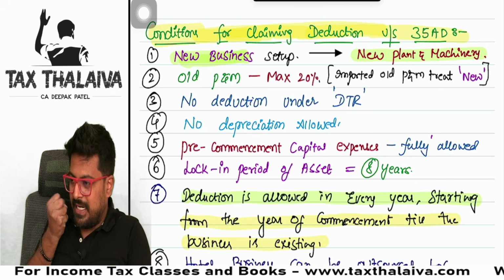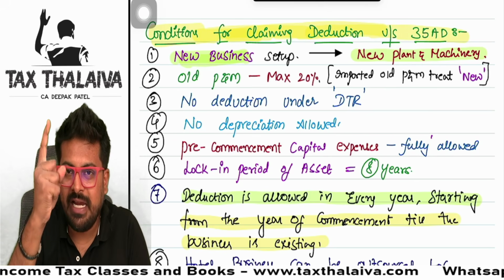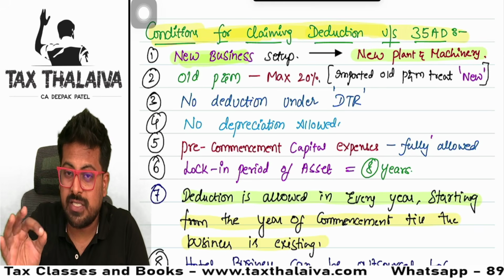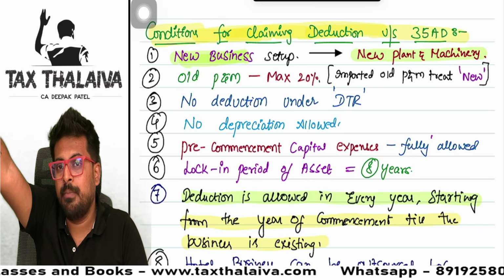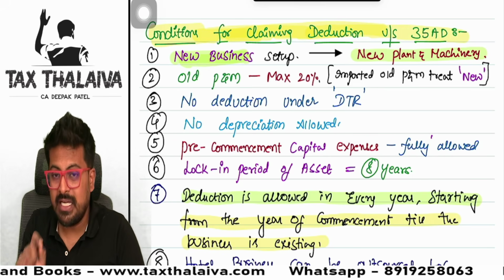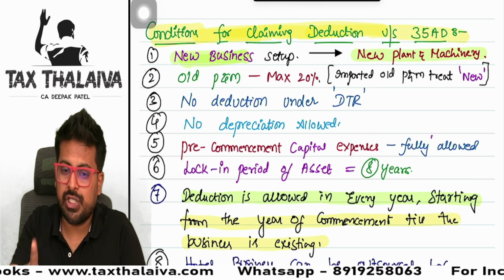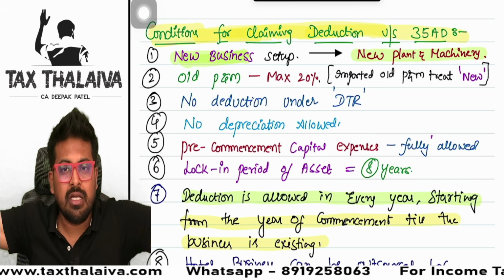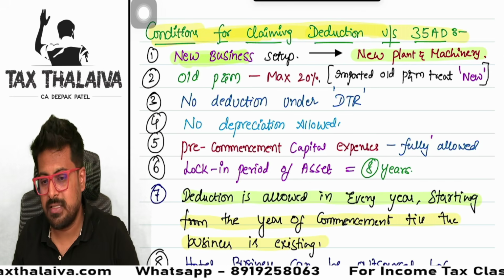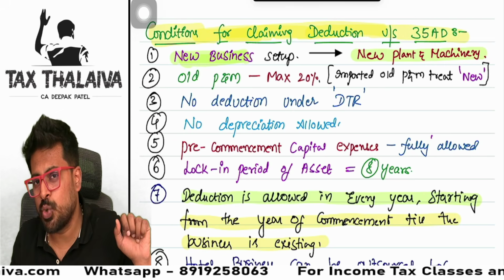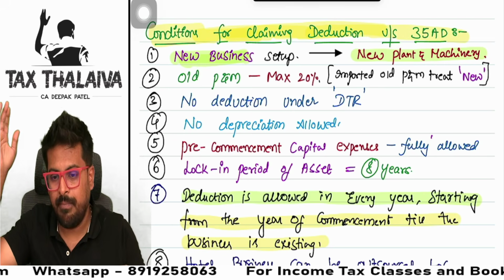Once you purchase an asset and claim the 35AD deduction, you should not sell the asset for a minimum of 8 years. Whatever asset you purchased and claimed deduction on under 35AD, you cannot sell it for 8 years. Sir, what will happen if the asset is sold? Don't worry, I'll teach you in some time.